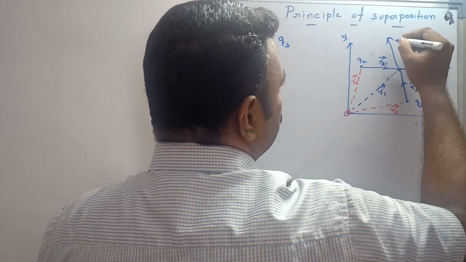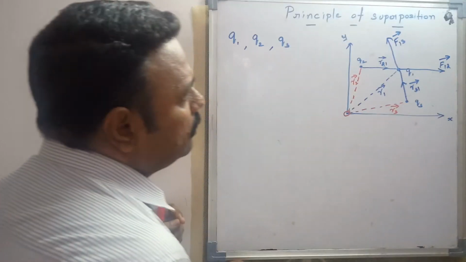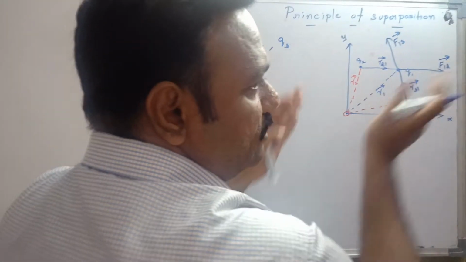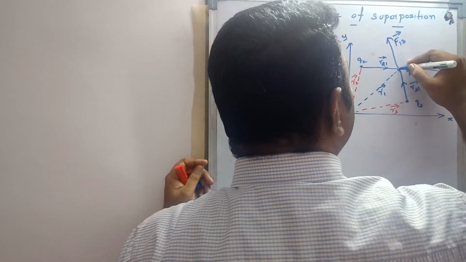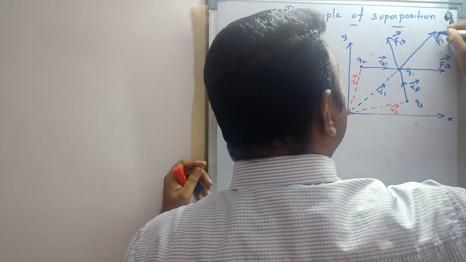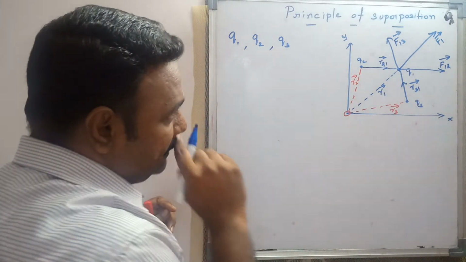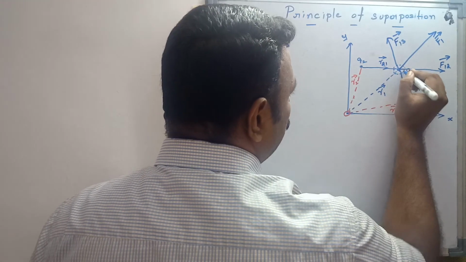So the force here is F13, that is the force on 1 by 3. So with respect to the resultant of F12 and F13, the resultant would be somewhere in between here. Therefore, this is the F1 vector. So that is the force experienced by charge 1 because of charges 2 and 3.